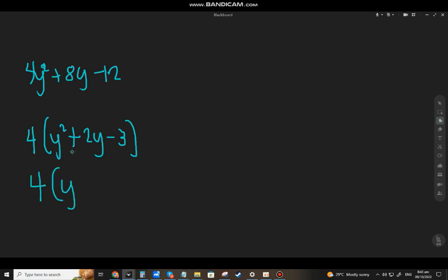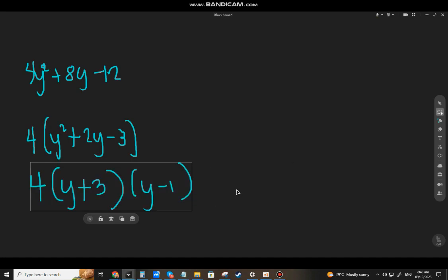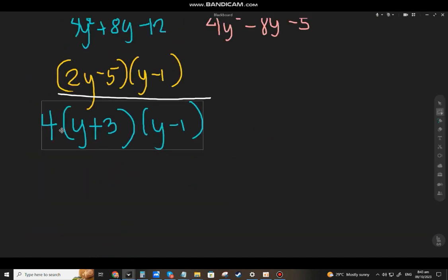Luckily, all three numbers have a GCF of 4. So let's factor that one. Y minus 1 and y plus 3. 3 times negative 1 is negative 3, and 3 minus 1 is 2. And we're just going to copy this one. Like that.